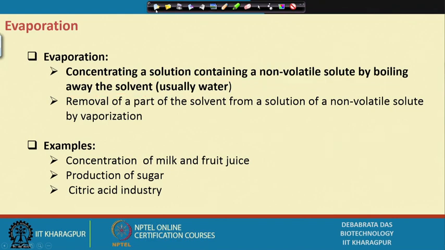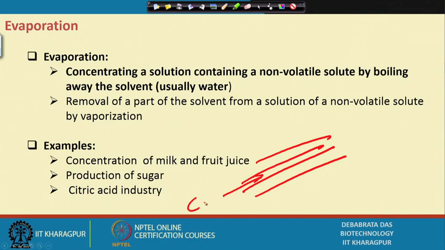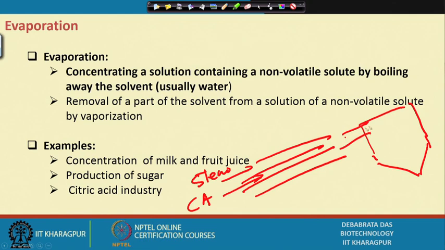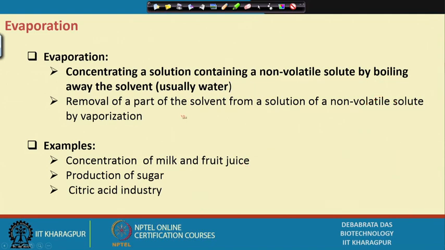And how do you do it? We do it very easily. Suppose this is the pipeline, and here we pass the citric acid, and this is the steam we pass, and then we heat it to high temperature. Then we put it in a big cyclone separator type of thing. It enters tangentially like this, and the vapor will go out, and the concentrated liquid will go down. So you will get the concentrated liquid like this. This is how the solvent is removed from the solution of a non-volatile solid, because we know citric acid is non-volatile. This is used for concentration of milk, fruit juice, production of sugar, and it is largely used in the citric acid industry.